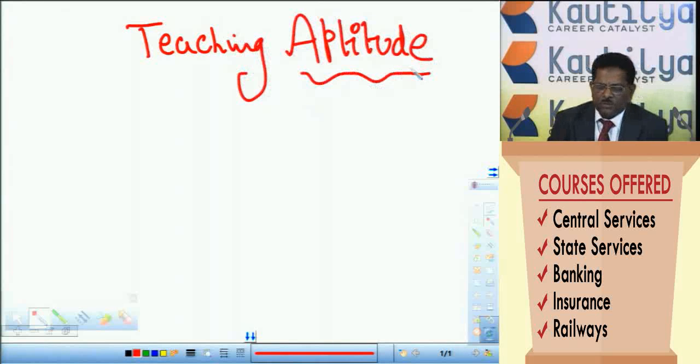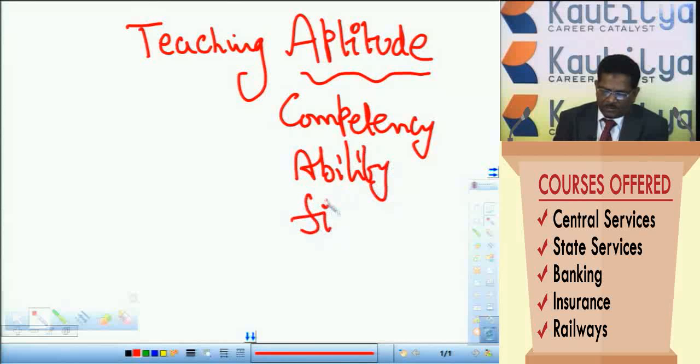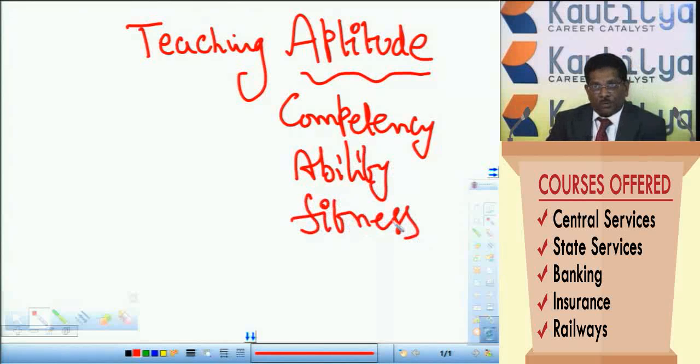Here aptitude means abilities or competency, ability, fitness. These are all the different meanings for the word aptitude. That means whether the individual, the teacher, has the competencies or fitness or ability for teaching or not. In order to test the teaching aptitude in a teacher, there are many measures.